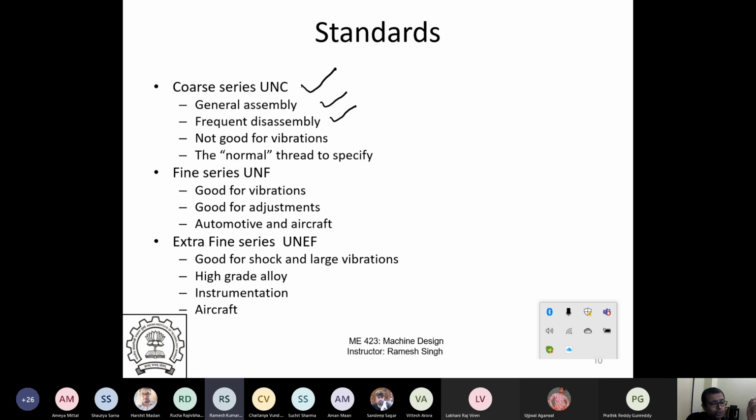Then you can buy something called UNF, which is fine series. These are very good for vibrations and adjustments, and these find application in automotives and aircraft. And then there is extra fine. Extra fine are good for shock and large vibrations. It's a very high grade alloy material. They use it for instrumentation and aircraft.